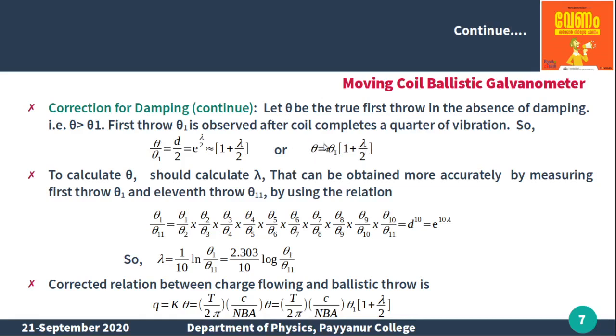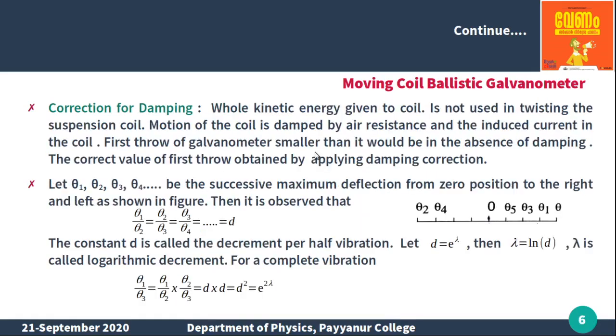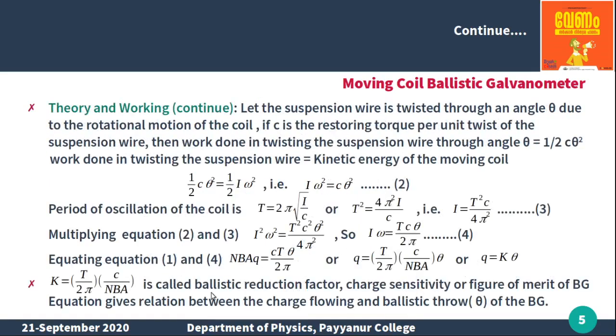Actually, we will get only theta 1. But if you want to get the actual theta, you should multiply it with 1 plus lambda by 2. So, because of damping, instead of theta we got theta 1. The actual value, if there is no damping, we should put as theta. So we can do the correction here. Instead of this theta, I can put theta 1 into 1 plus lambda by 2.